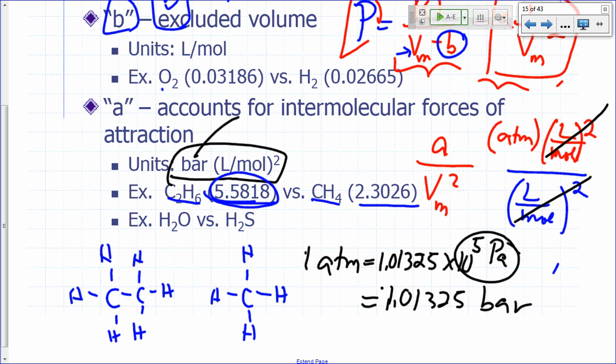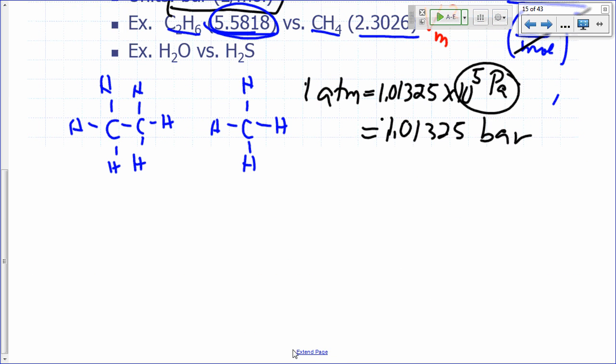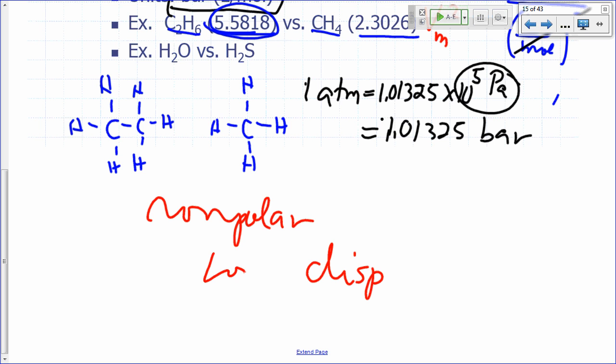Bigger size, so bigger B value. But why is the A value also bigger? Attractive forces. What kind of attractive forces do C2H6 molecules have for each other? What type of molecules are these? Polar, nonpolar? These are nonpolar molecules, right? The only type of attractive forces they have for each other are London dispersion forces.